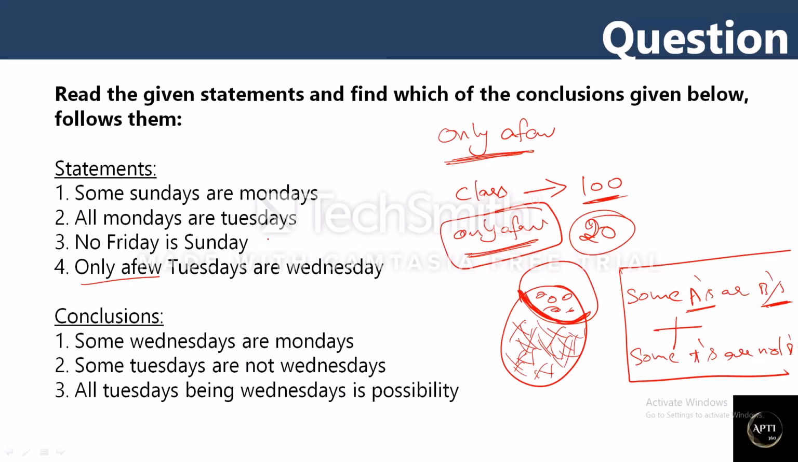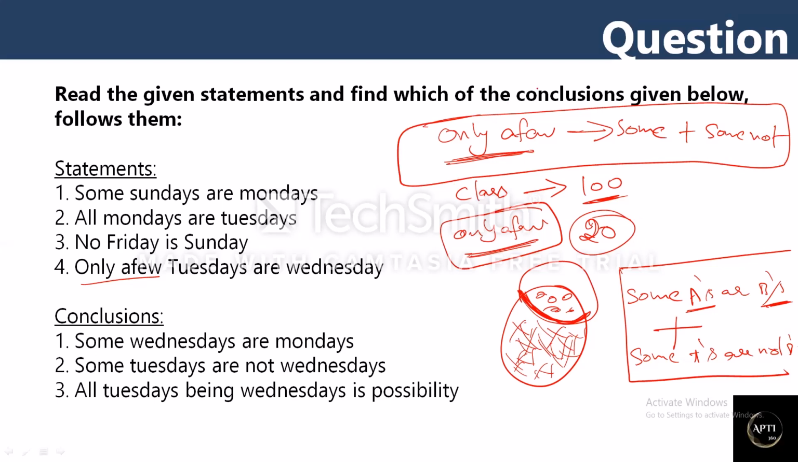Only a few means some plus some not. Only a few we can replace with some plus some not. Both combination is nothing but only a few. I hope you all are clear with this. Now we'll try to solve this question.